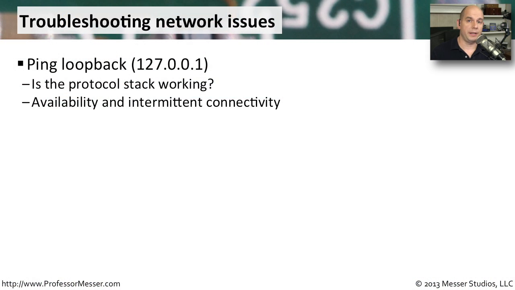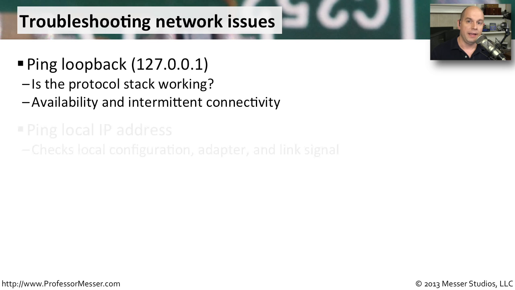If you're troubleshooting network problems, there are a few steps you can go through to help determine where the problem might be occurring. One of the first things that you can try is to ping your loopback IP address, and that IP address is 127.0.0.1, and that's the same address on everybody's workstation. That pings the internal IP stack.